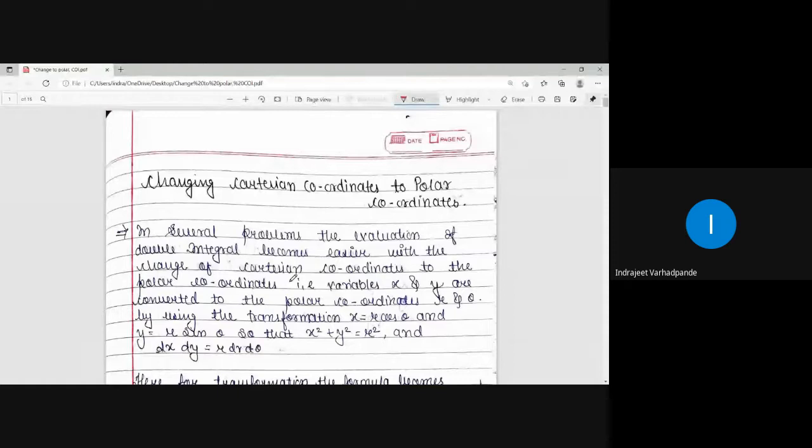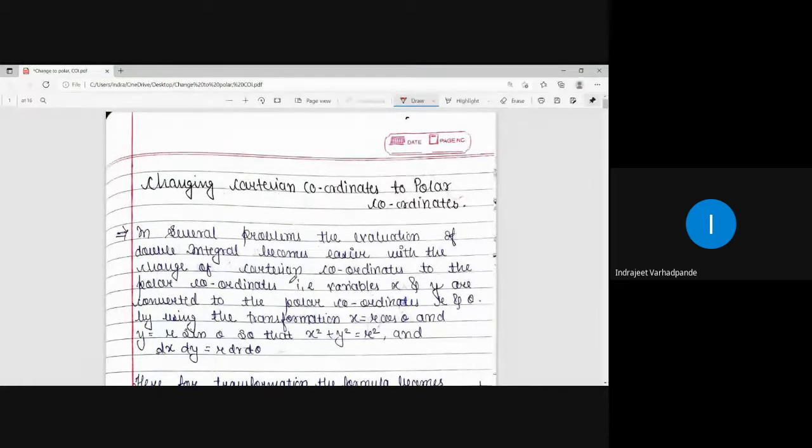The next topic of discussion is changing Cartesian coordinates to polar coordinates. In the previous lectures on multiple integrals, or multivariable calculus dealing with integration, we have discussed the concept of the double integral and how the interpretation is done for a particular strip, whether the limits are given in the form of variables or in the form of constants.